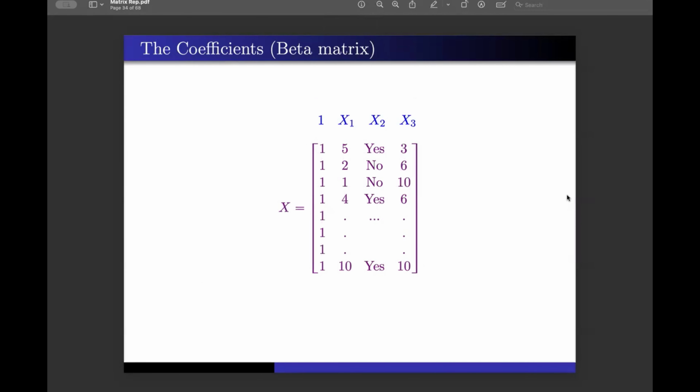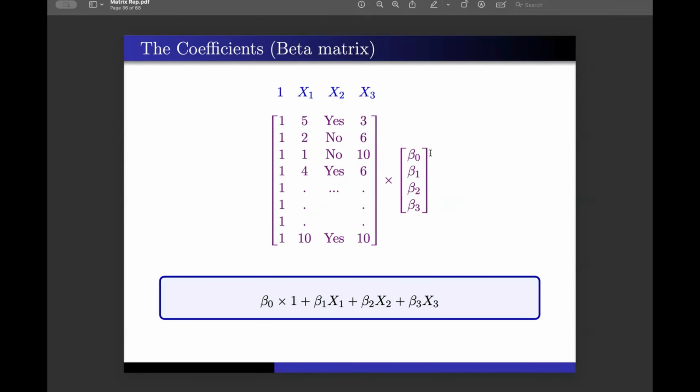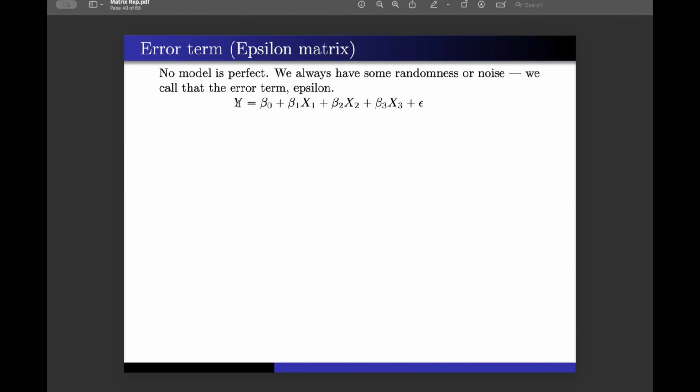Each of these betas corresponds to one column in the X matrix. Look at the X matrix again. In the X matrix, we have a column of ones followed by the values of each independent variable. And since we have added a column of ones in X for the intercept, we include beta naught at the top of our beta matrix, because we want beta naught not multiplied with any x. And then we have beta 1 for x1, beta 2 for x2, and beta 3 for x3. So the beta matrix has one row for each predictor, including the intercept, and just one column because each predictor has only one coefficient.